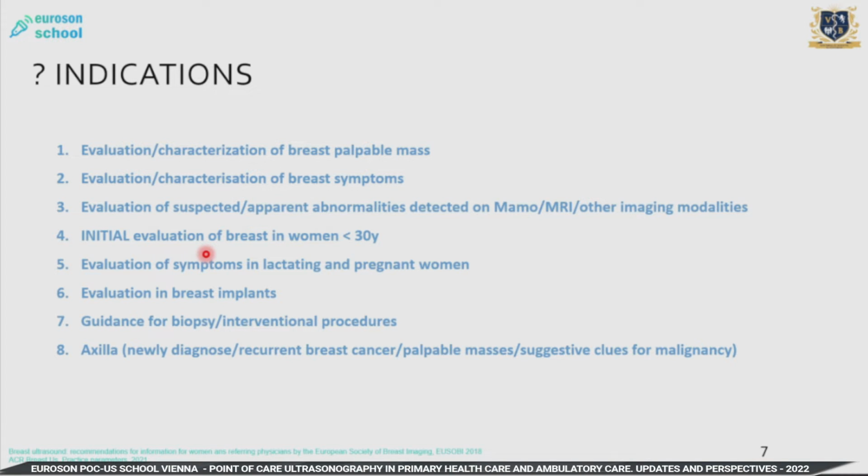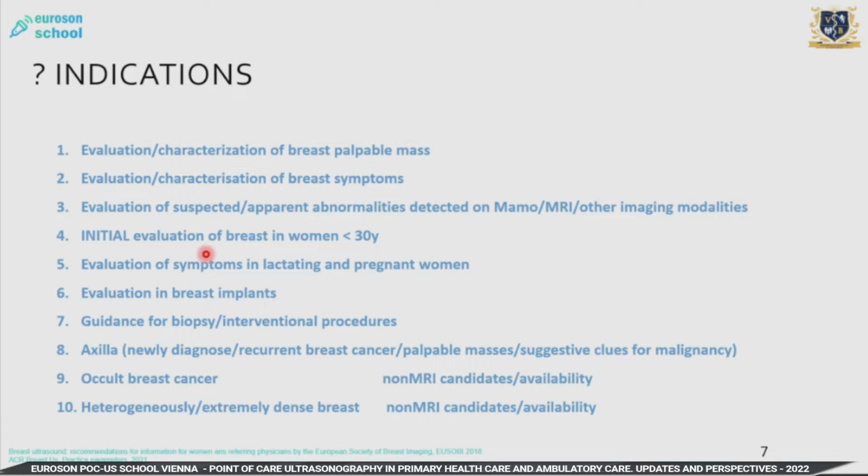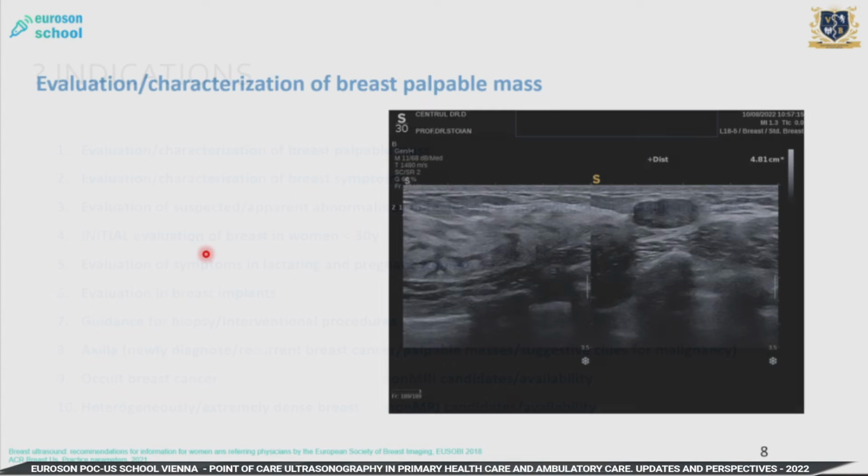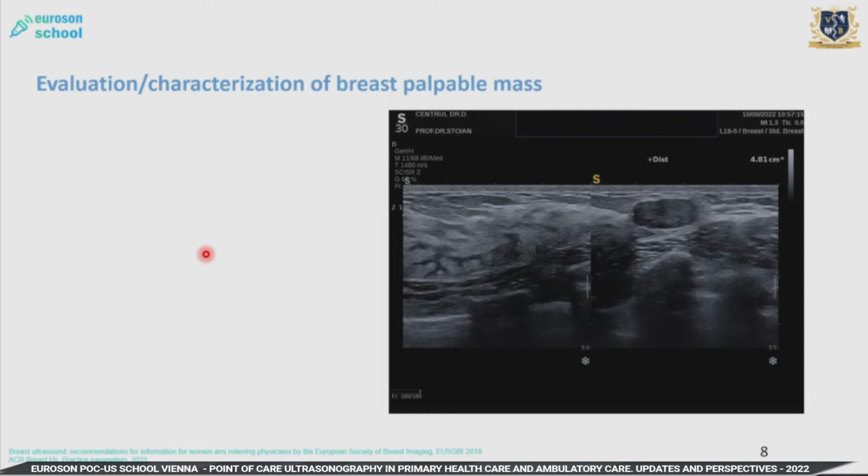The axilla is also an important region where ultrasound can be useful. Of course, guidance of biopsy, but this is for the radiologists who are dealing with breast biopsies. And whenever you have a non-MRI candidate, or you don't have any MRI in your city, there's also a possibility: think about ultrasound. First, the palpable breast mass.